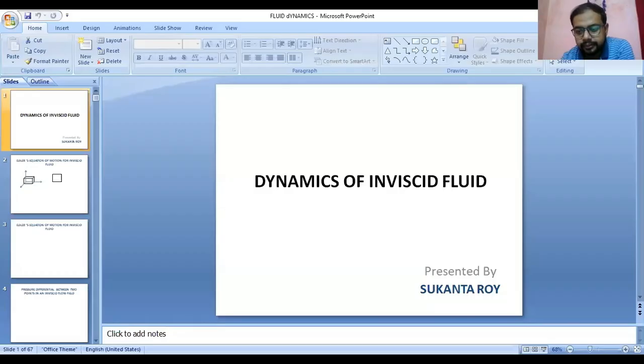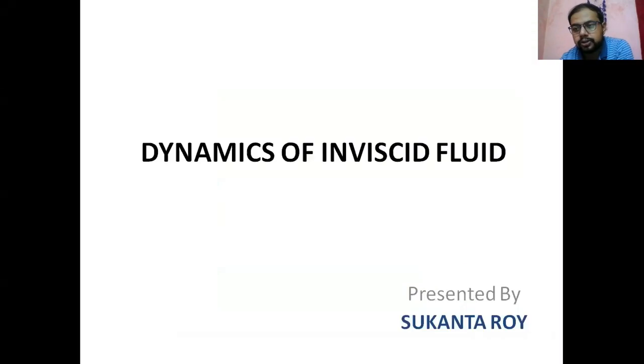So I'm directly coming to the slide here. In the frame you choose here, we are going to apply Newton's laws of motion for the fluid. This is the dynamics analysis for the inviscid fluid. Inviscid fluid means the viscosity effect is neglected for the fluid. So this dynamics we will see.